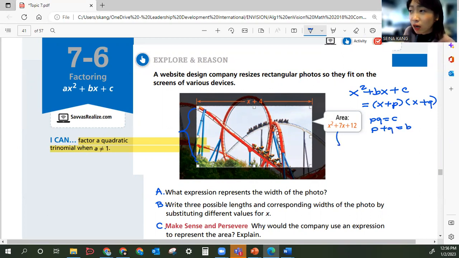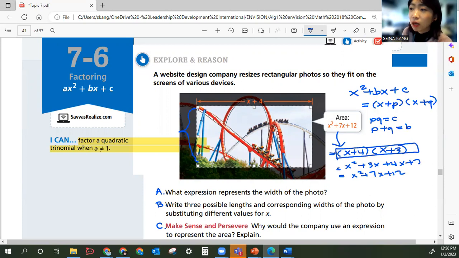So if you factor our area, you get x plus 4 and what? X plus 3. Okay, so when you multiply them, you'll get x squared plus 3x plus 4x plus 12, which is x² plus 7x plus 12, which is exactly what we want. So that is the factored form, okay? So which one is our width? Since our length is x plus 4, our width is x plus 3.